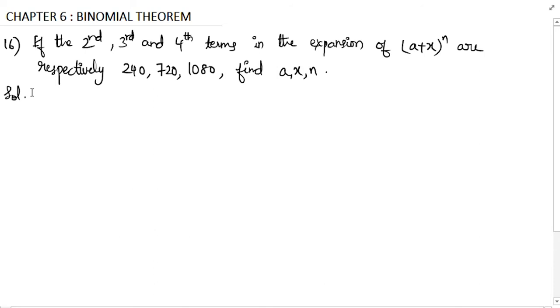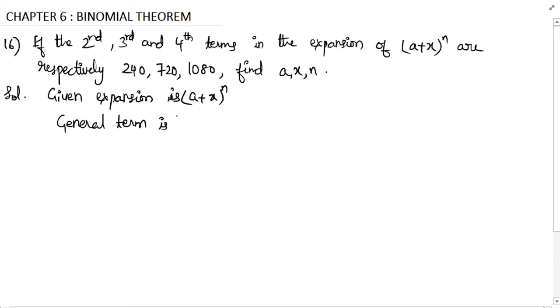So now the 16th one. If the second, third and fourth terms in the expansion of (a + x)^n are respectively 240, 720, 1080, then find a, x and n. Here the given expansion is (a + x)^n, and we know that the general term is T_(r+1) = nCr a^(n-r) x^r.